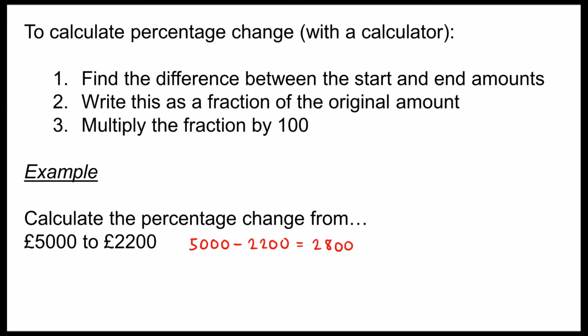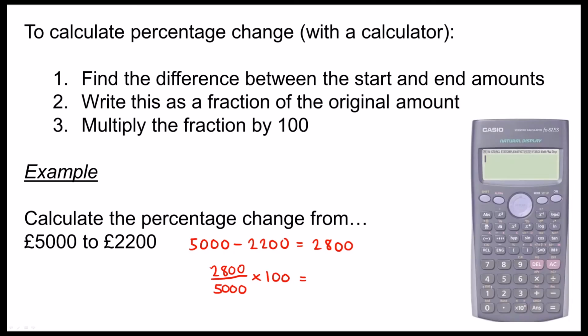The next step is to take the change, which is 2,800, and write it as a fraction of the original amount. That's 5,000. We then want to times this by 100 to convert our answer to a percentage, and we can use our calculator to work this out. So we get our calculator, press our fraction button, and on the top we want 2,800, on the bottom we want 5,000, and then we want to times that by 100. That gives us an answer of 56%.